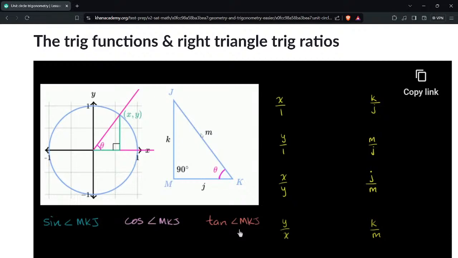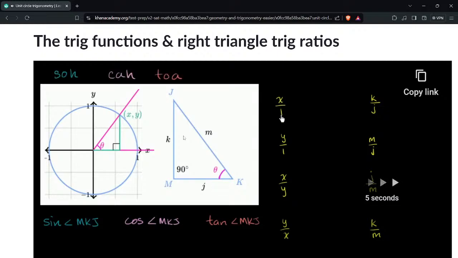Sine of angle MKZ. So we got MKZ. Sine of angle MKZ will be K by M. We have K by M, yes, K by M. The cos of angle MKZ will be Z by M. Tan of MKZ will be K by Z.